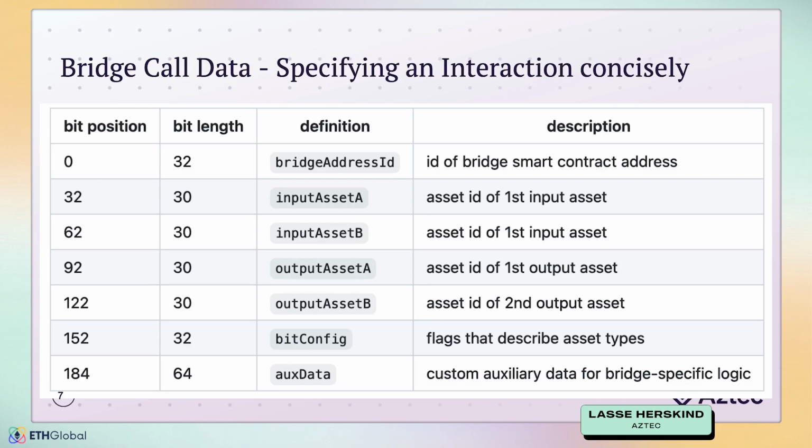But it will specify what bridge should be used, what the input and output assets are, some configuration, and a bit of aux data. And this aux data is arbitrary data that can be used by the bridge. Often this will just be a flag for entering or exiting a position, but it can also be a price or whatever you essentially want it to be. But this is specific to the bridge.